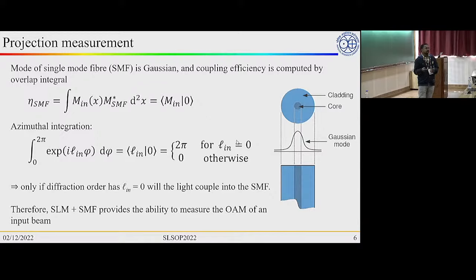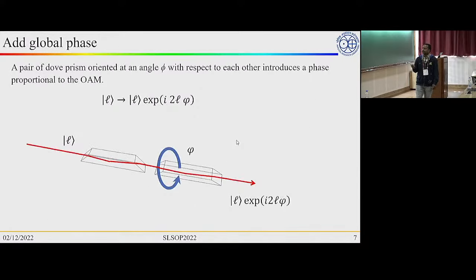So by using the spatial light modulator plus this single mode fiber, whatever mode you want to measure, you convert it to Gaussian and couple to single mode fiber, whatever you get is your measurement outcome. Another is if you want to give a global phase, you put two Dove prisms rotated by angle phi. Okay, so by using these techniques, if you give an input mode L, it will be converted to L and there is a phase factor outside. So these are the 3-4 operators that I can see for orbital angular momentum states.